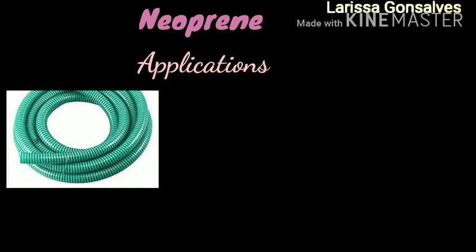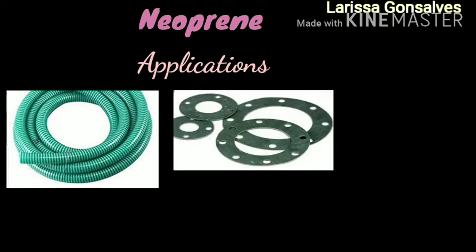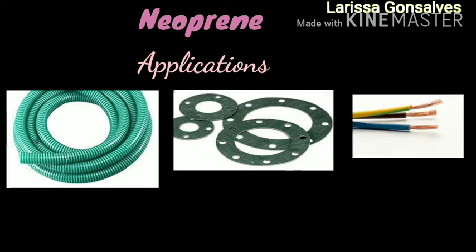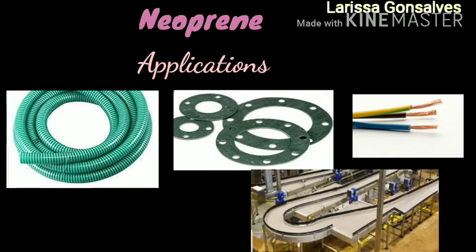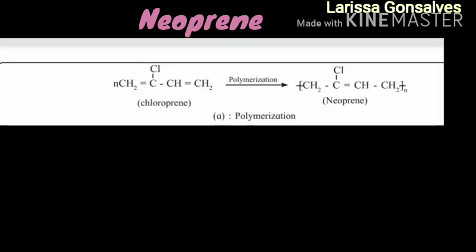It is also used in making of gaskets. Neoprene is also used for manufacturing of insulator cables, jackets, belts for power transmissions and conveying. Here is the reaction for the formation of neoprene rubber. So we will take 2-chlorobuta-1,3-diene. So this is the structure. We will treat it in the presence of oxygen, which gives us neoprene.